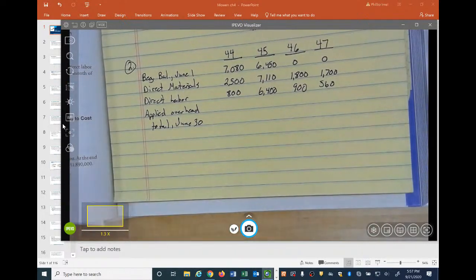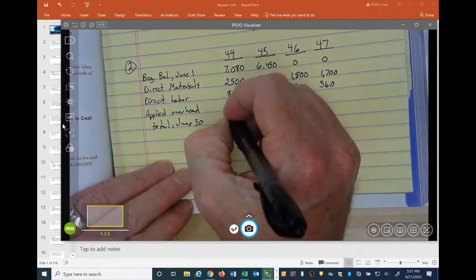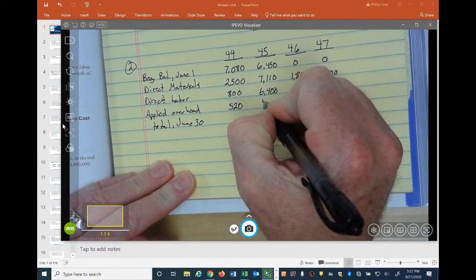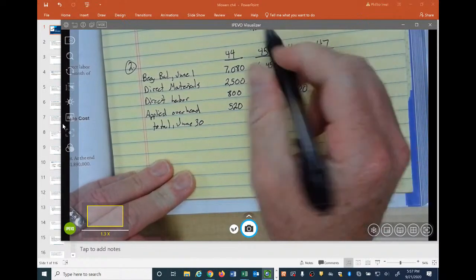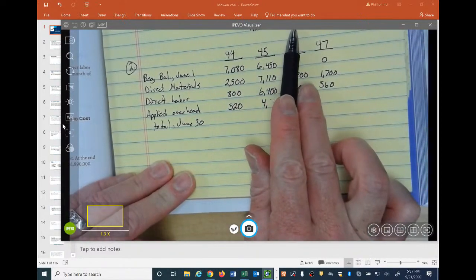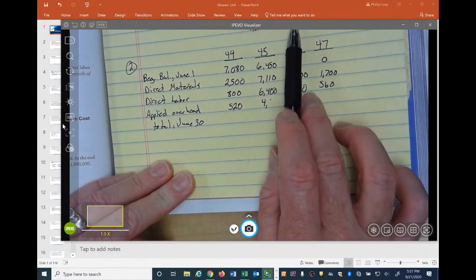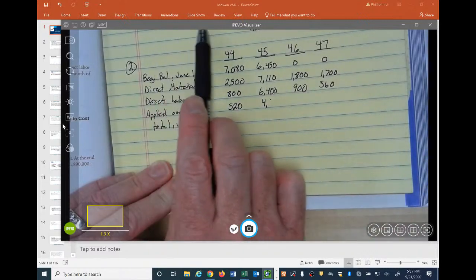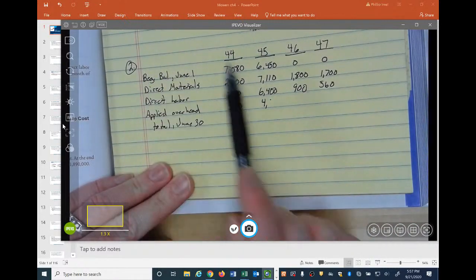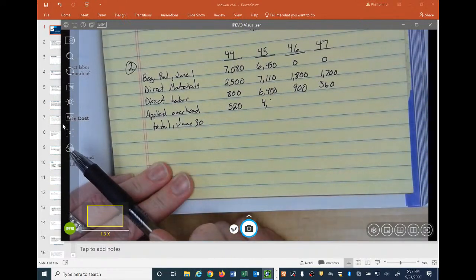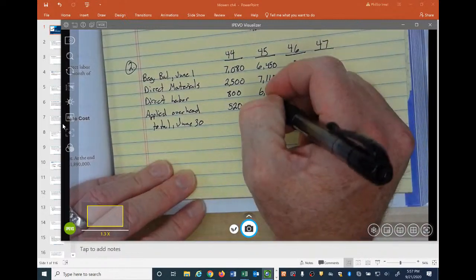So what's the first applied overhead for job 44? 520. And then so on and so forth. Just do the same thing. Apply the rate from step 1, the predetermined overhead rate, by the direct labor. So once again, for job 45, the 0.65 predetermined overhead rate we found in number 1 is applicable to the direct labor of 6,400 of job 45. Everyone sees that? And so on and so forth.